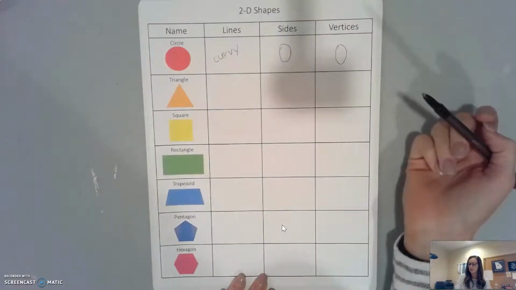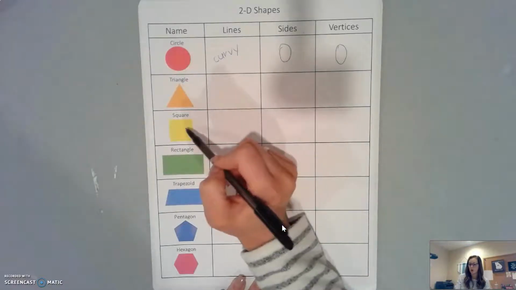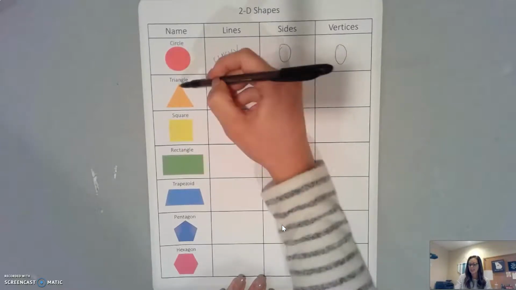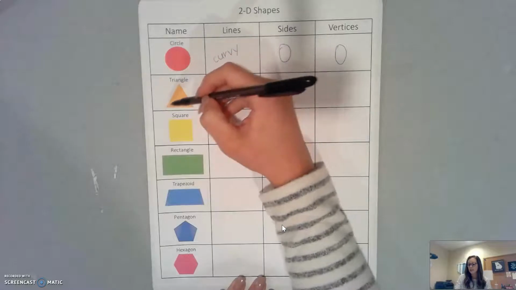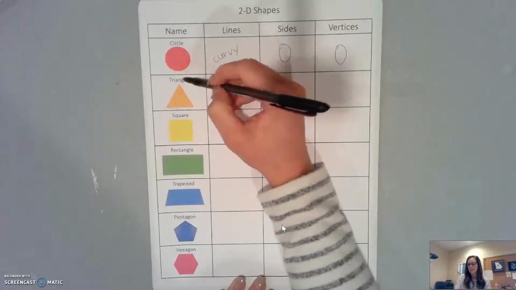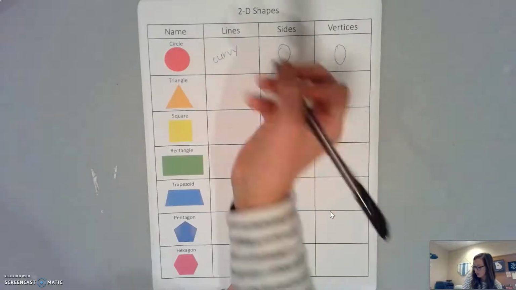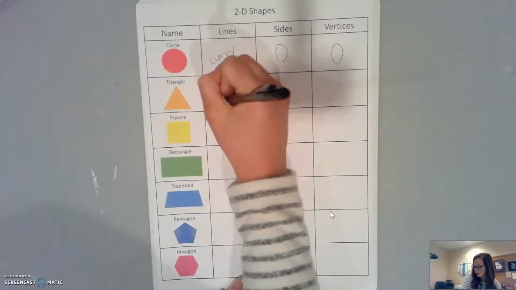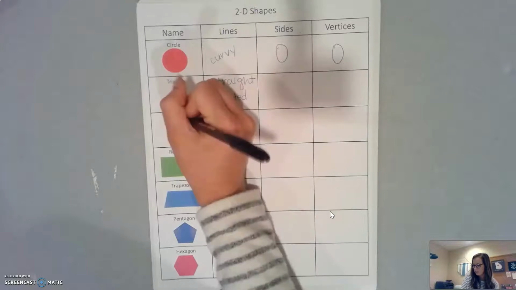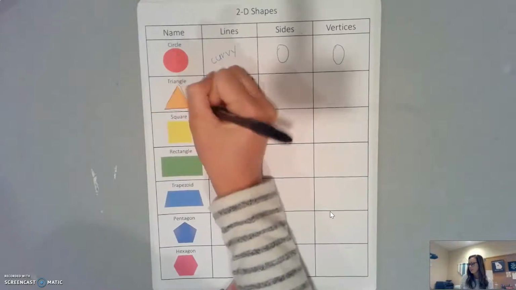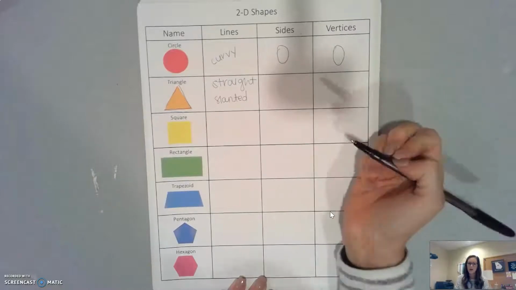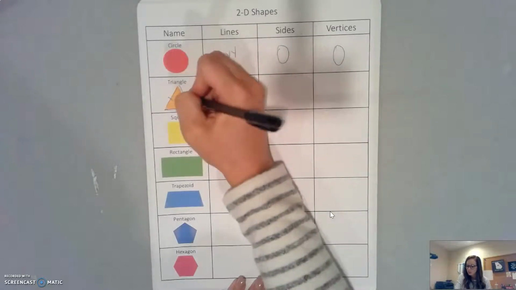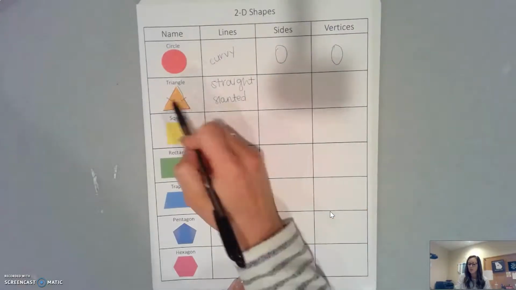All right, now moving on to the triangle. Let's look at what kind of lines the triangle has. Does it have a straight line up and down, a curvy line, or a slanted line? This triangle has a straight line down there and two slanted lines. So we're going to write straight and slanted. It can have more than one because it has one straight line here and then 2 slanted lines on the side. Now let's count how many sides it has. When we represent a side, we put a line through it. 1, 2, 3. So we counted 3 sides.